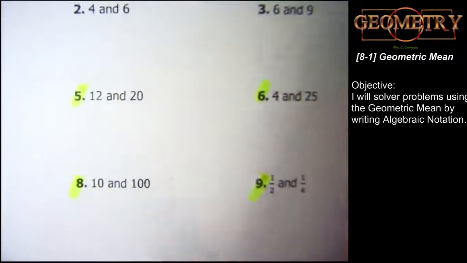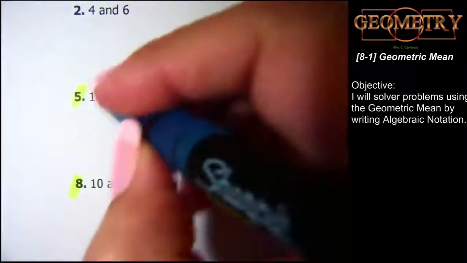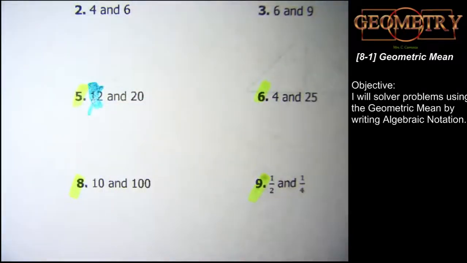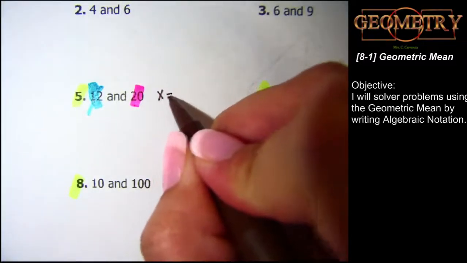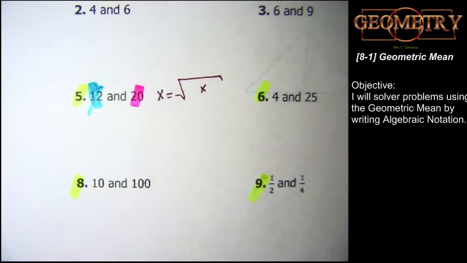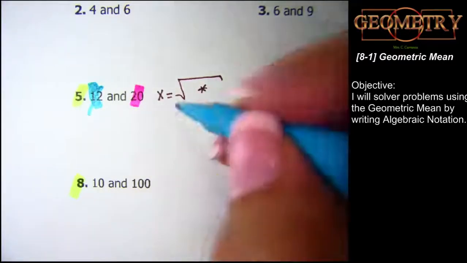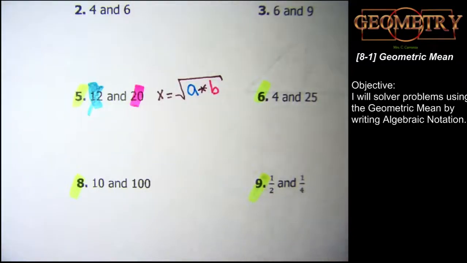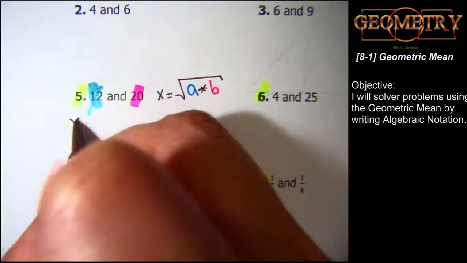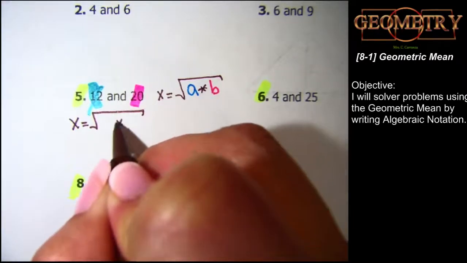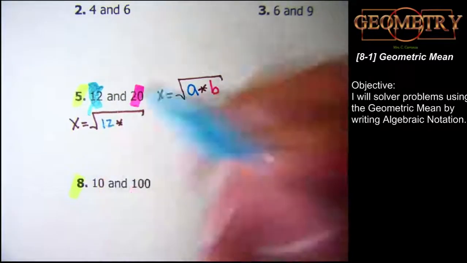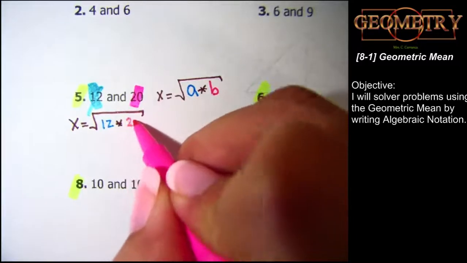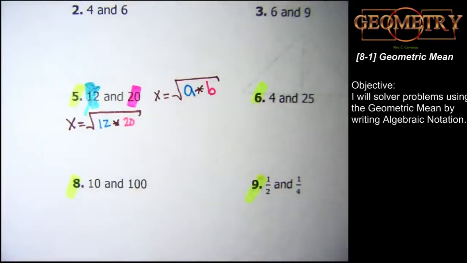So the direction states, find the geometric mean between each pair of numbers. One of the numbers will be our A, and the other number will be our B, because our formula says that the geometric mean is equal to whatever we get when we take the square root of A times B. Okay, so I'm going to substitute. This one's A, this one's B, and now I need to find that.